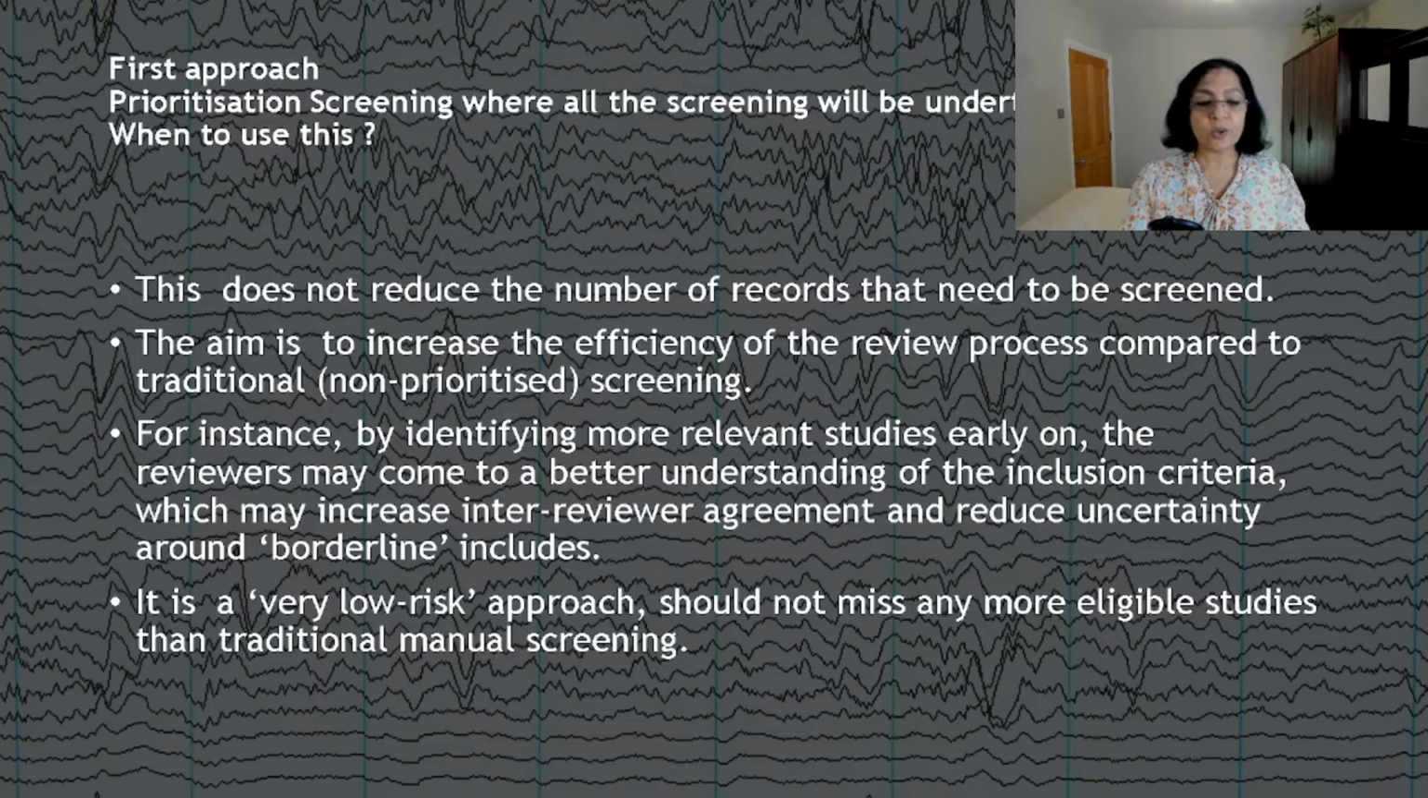It's a very low risk approach and there is not much chance of missing any eligible studies because we are screening all the records. We are not leaving any single record without screening.